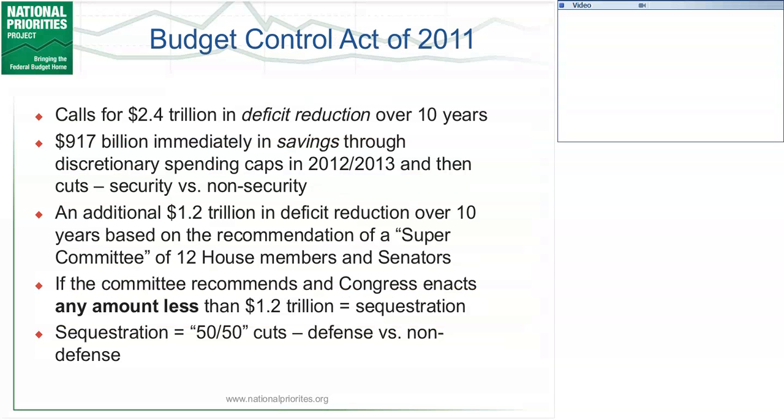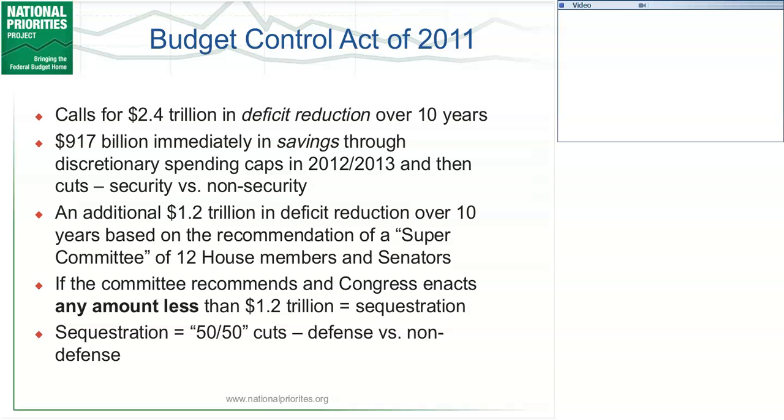Now we'll talk about the Budget Control Act of 2011. This is an important piece of legislation because it's really shaping the discussion over how we're going to move forward with the budget process in 2013. The Budget Control Act was enacted in August of 2011 as a result of an agreement between the administration and Congress in an effort to reduce the federal deficit by $2.5 trillion over the next 10 years. It calls for a deficit reduction of $2.4 trillion over a 10-year period, $917 billion of which would be achieved immediately through savings by reducing spending in the discretionary budget, and then some additional cuts in future years.